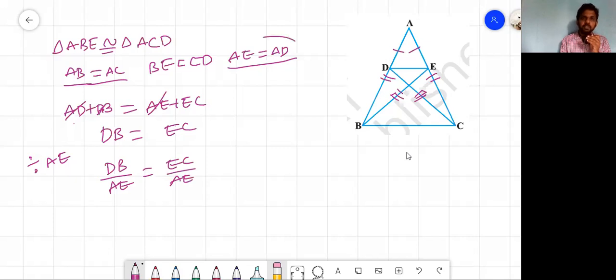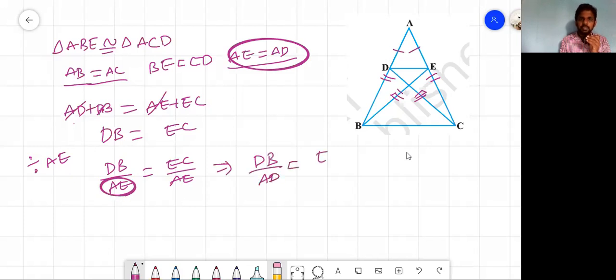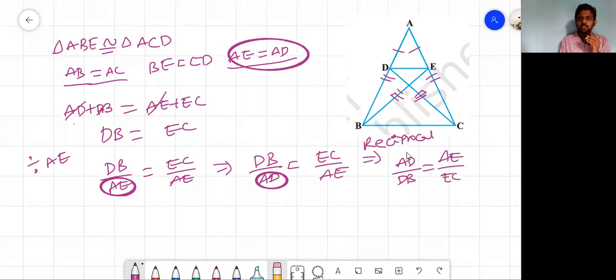So similarly, using the same information given in the question, I'm replacing AD instead of AE in one position. So DB divided by AD is equal to EC divided by AE. Because I have AE is equal to AD, I'm replacing AD instead of AE here. So I'm taking reciprocal here. So which means AD divided by DB is equal to AE divided by EC. So what does it say? AD divided by DB is equal to AE by EC.